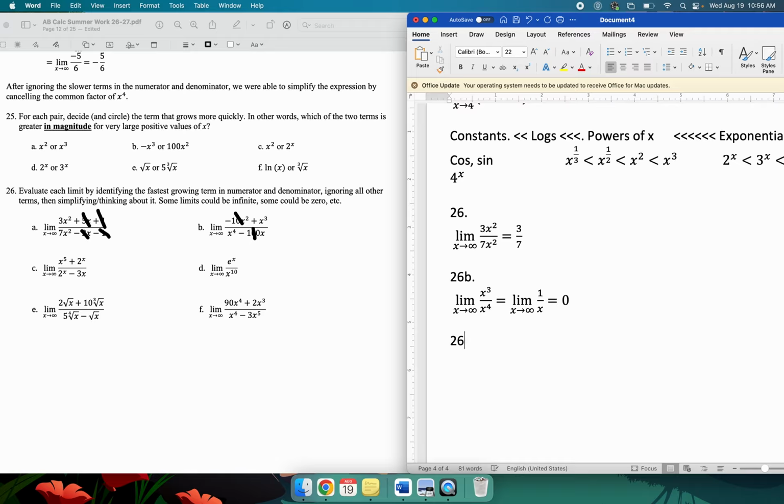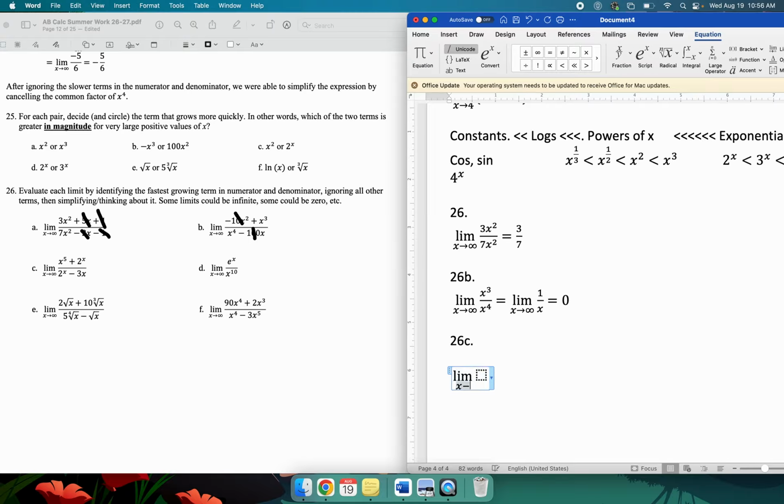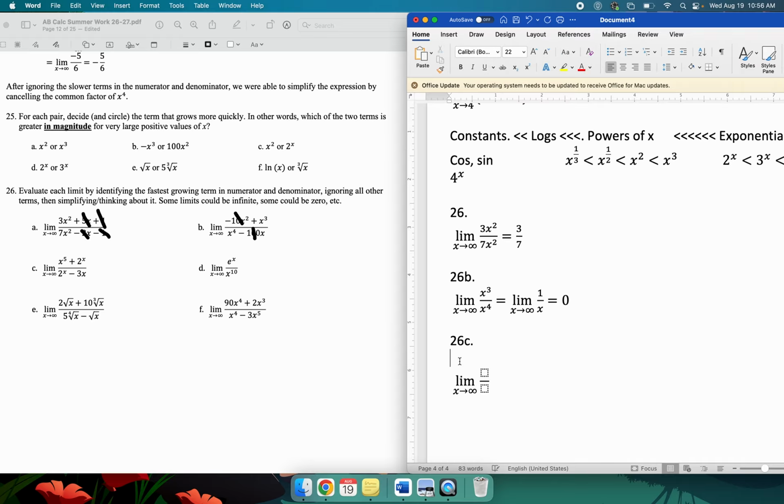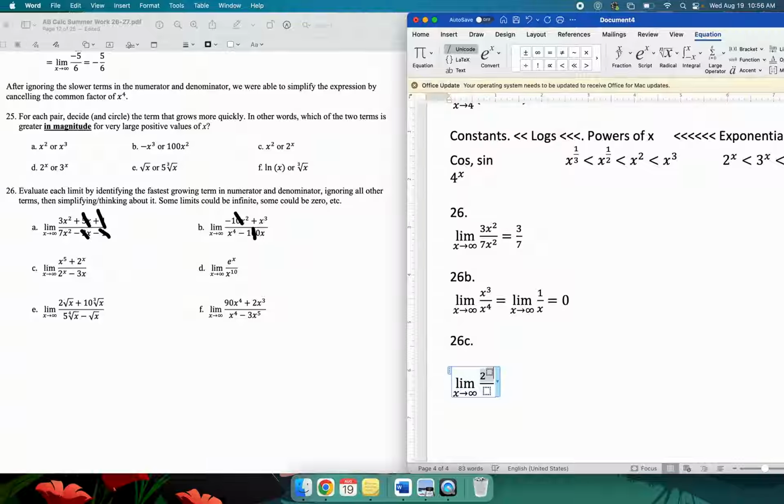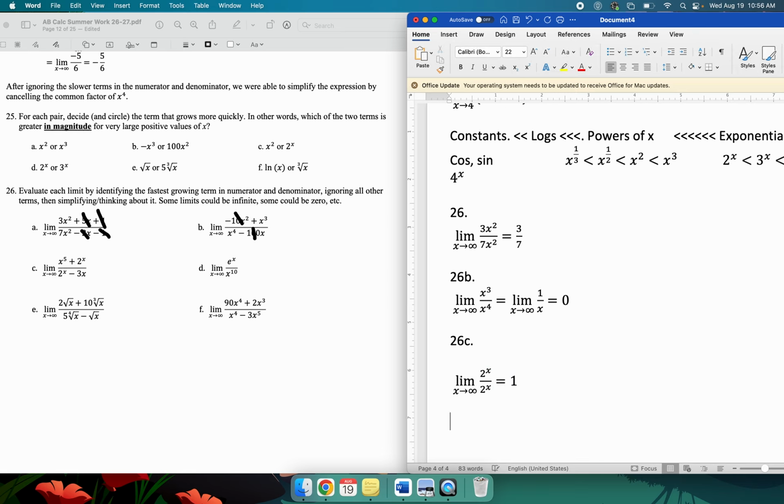26c. Once again, we're thinking about what are the fastest growing terms and the slowest growing terms and so on. In the numerator, x to the 5th versus 2 to the x. 2 to the x is an exponential. Like in the hierarchy of growth that I was talking about here, the exponential wins out. So that's the term we keep. Same thing in the denominator, 2 to the x wins. Well, 2 to the x over 2 to the x, those cancel. It's just 1. So voila.